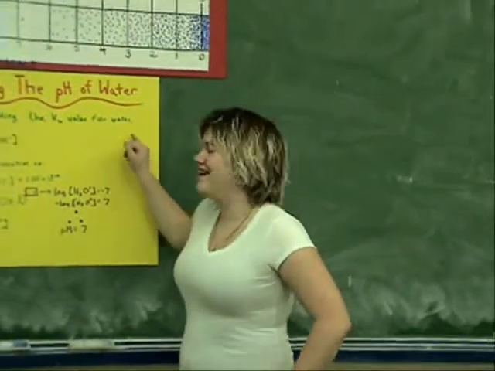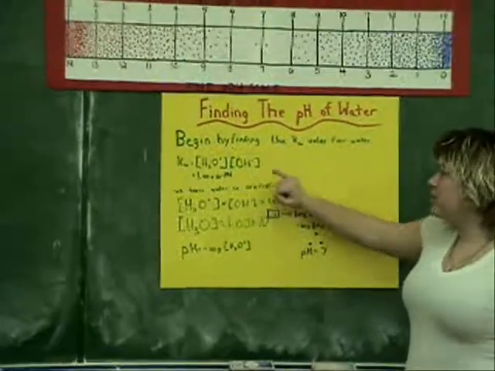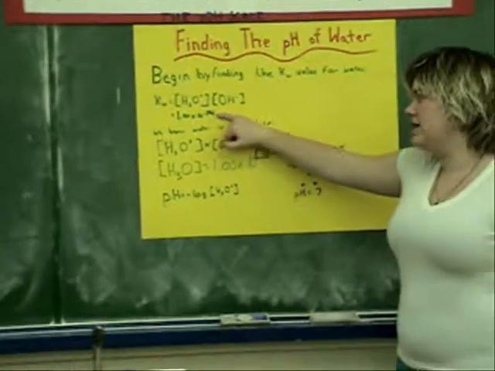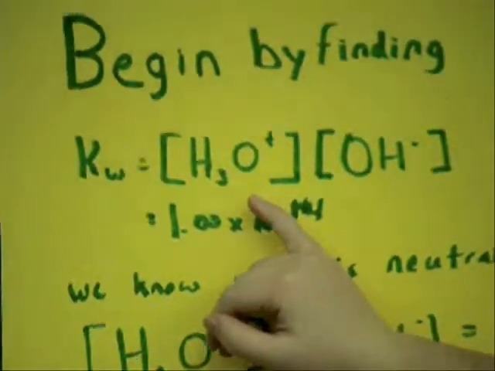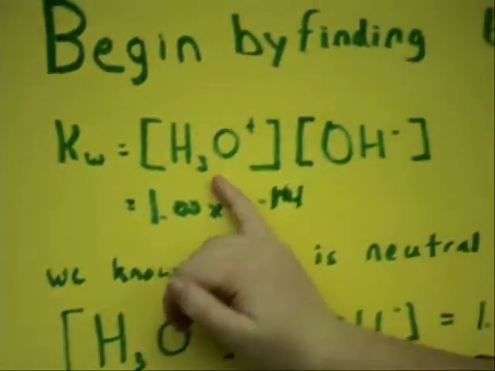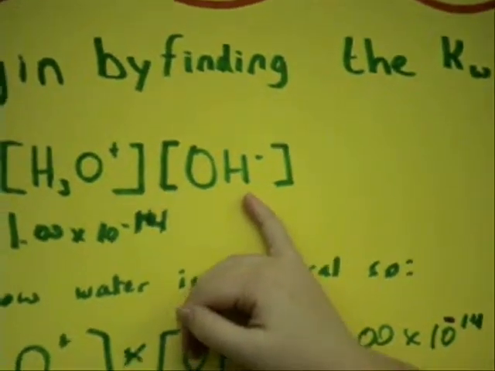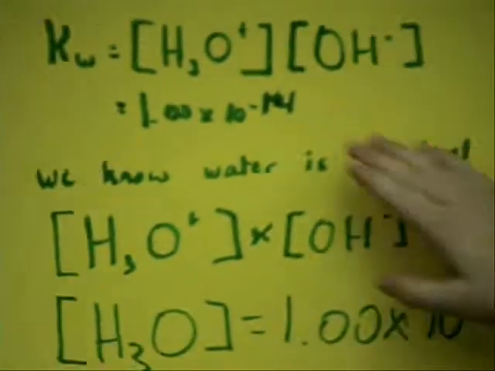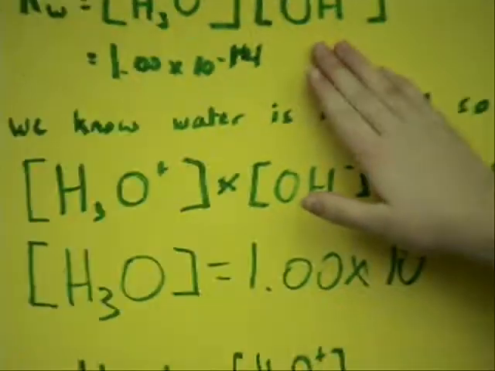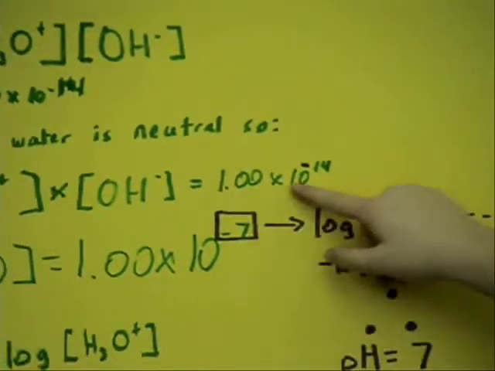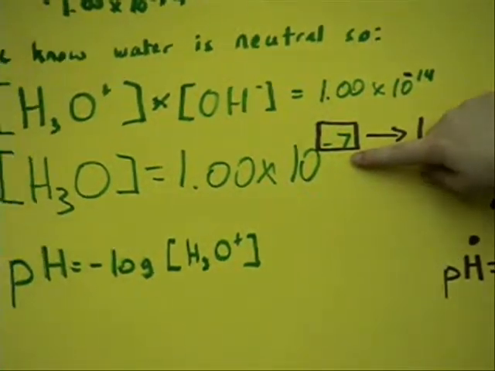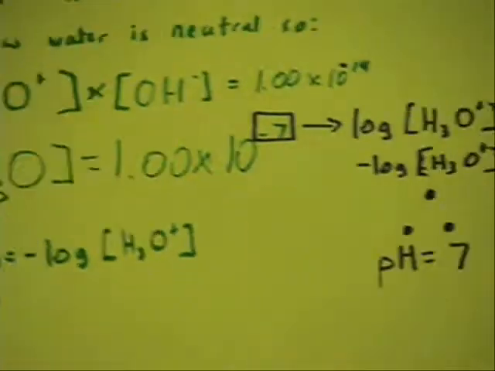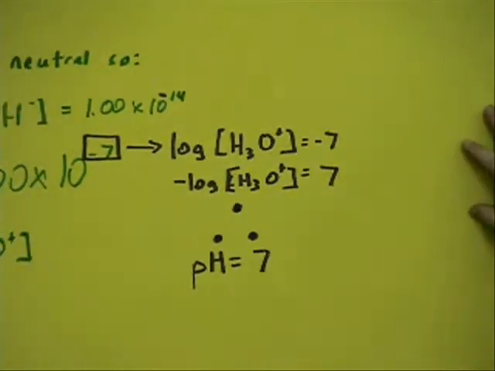In order to find out how to figure out the pH, we know that the Kw of water is 1 times 10 to the negative 14. And we know that the Kw is made up of the concentration of hydronium ions times the concentration of hydroxide ions. So since water is neutral, these are going to be the same, which means you take the square root of 1 times 10 to the negative 14 to get 1 times 10 to the negative 7.